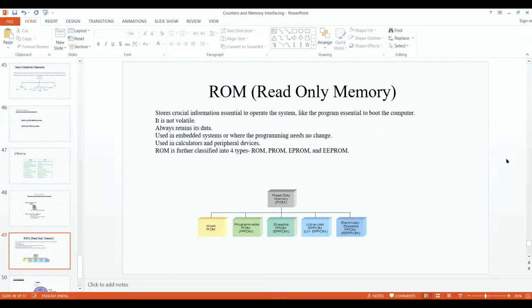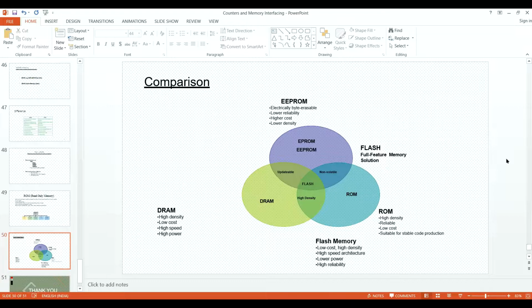Then we have ROM, read-only memory, which holds very crucial information essential to operate the system, which we use to boot the computer. It is not volatile and retains its data. Different types are used in calculators and peripheral devices. This is very, very important, and it is normally asked through a Venn diagram also. You can see EPROM and EEPROM, electrically erasable PROM; flash is basically another kind of memory, and DRAM and ROM can somehow be integrated or clubbed together.